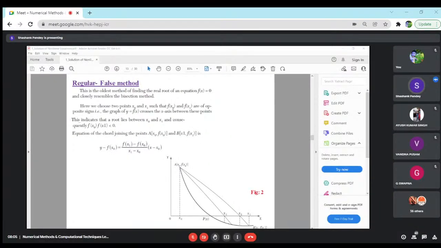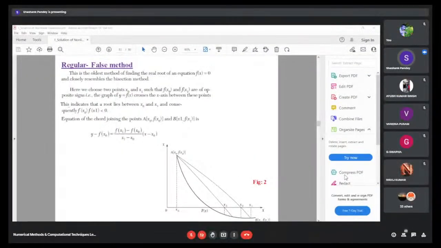Good morning to all. So today we will start our next topic, that is the regula falsi method. This is also a method for finding roots of a non-linear equation.